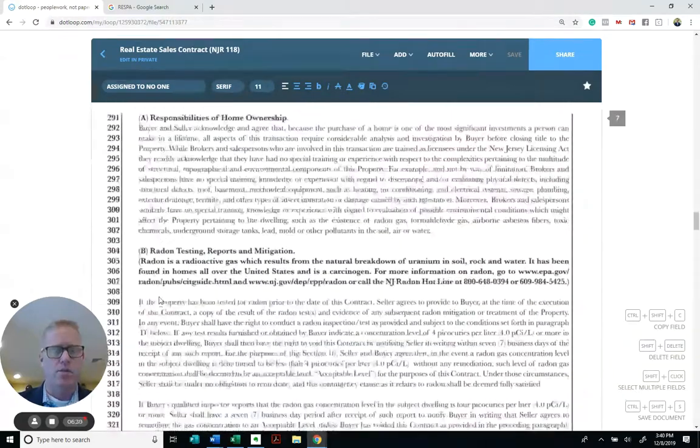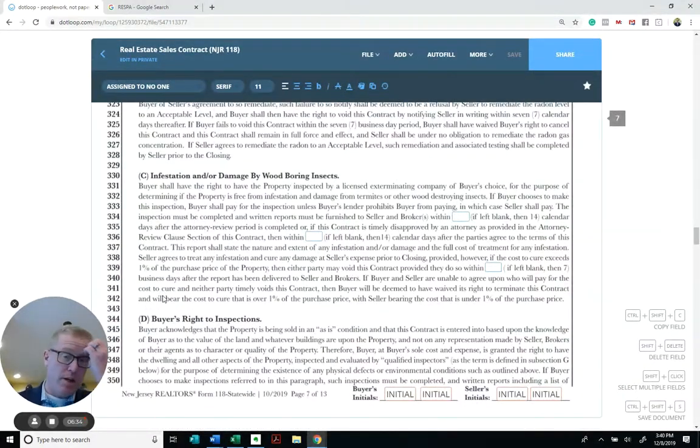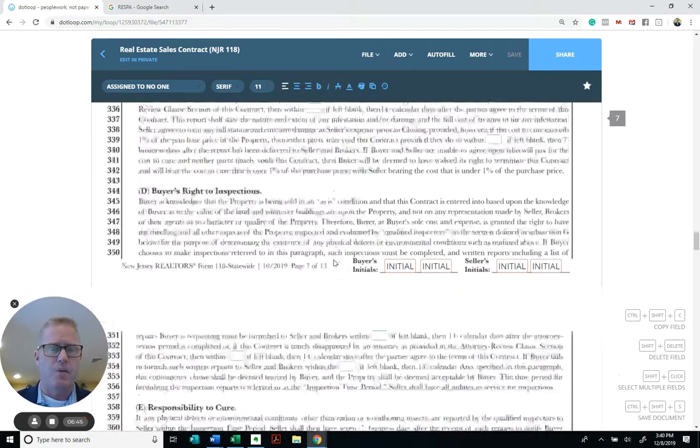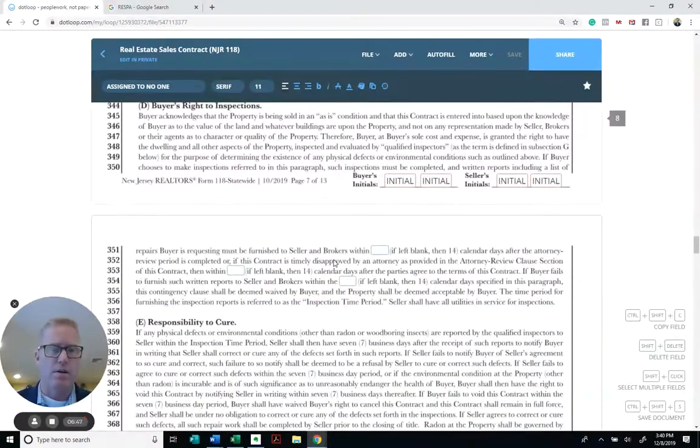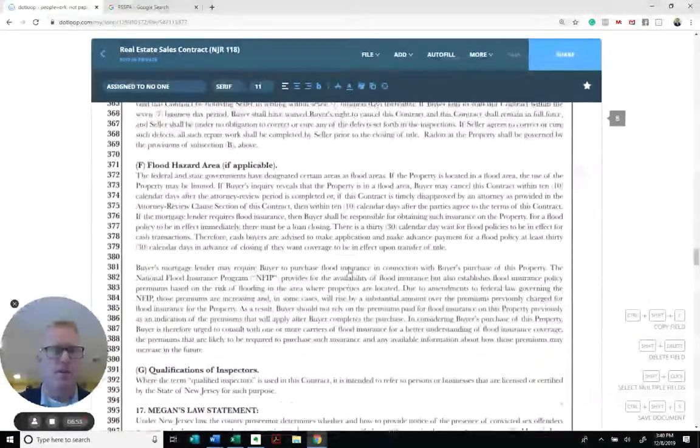As I scroll through here, these are all standard terms and unmodifiable. So for termite and wood boring insects, there is the option to enter dates, but typically most leave these as the default days, after attorney review. And that will be blank in most contracts, along with the buyer's right to inspections, because those will be updated during the attorney review process as well. So it's not uncommon for those fields to be blank.